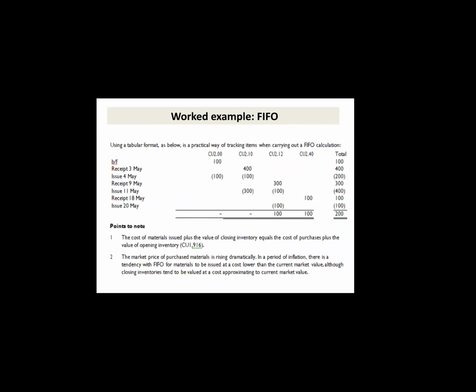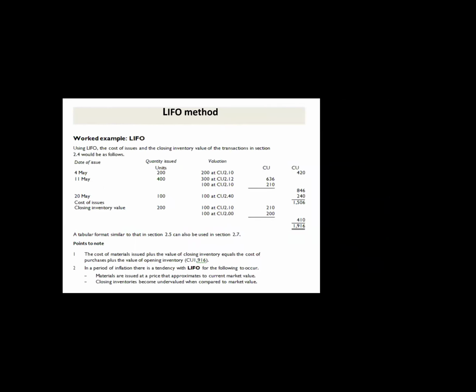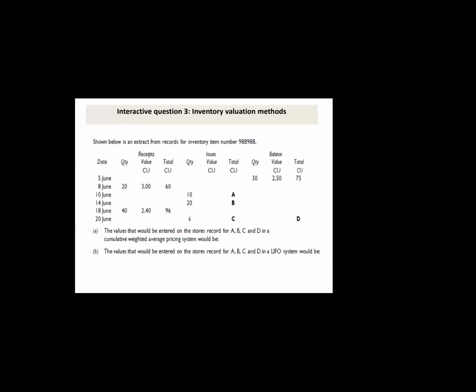So if we divide this total cost, including opening inventory, by total quantity, including opening inventory, we will get the periodic weighted average price. So 200 plus 1716 divided by 100 plus 800. So it's 2.129 per unit. Our periodic weighted average price is 2.129. And whenever we issue product this month, until further receipt, our issue price is 2.129.